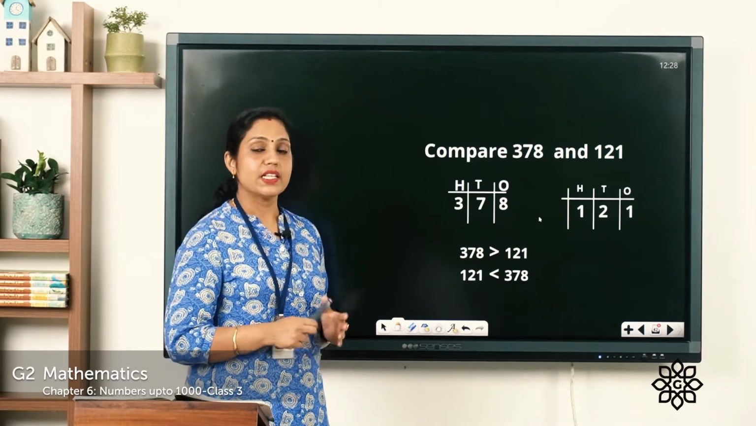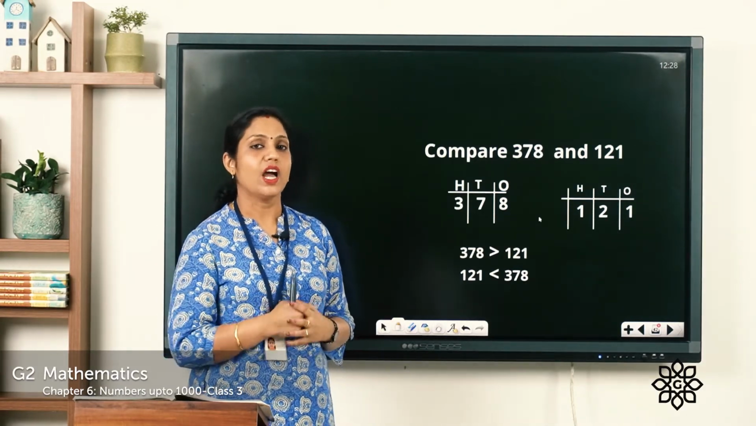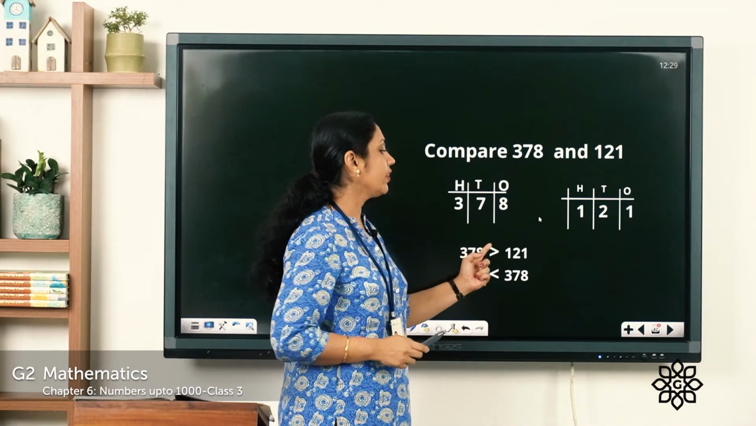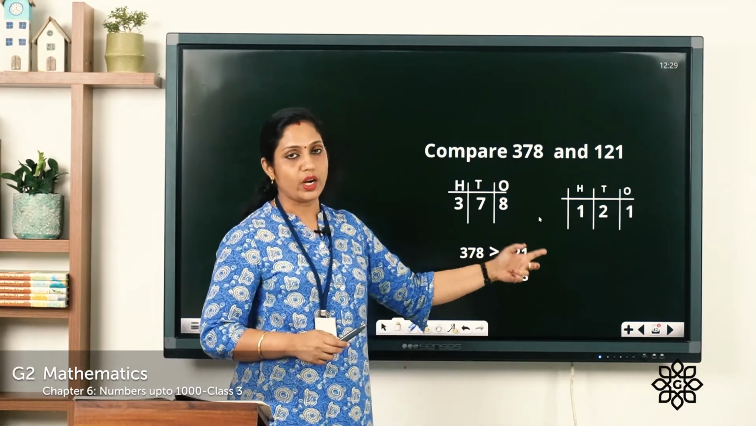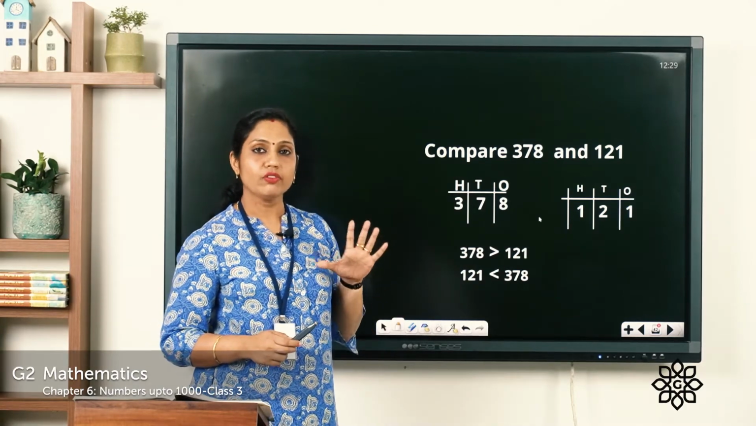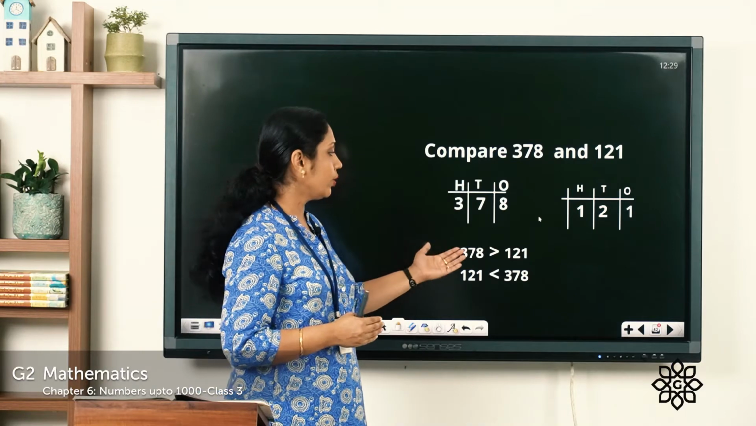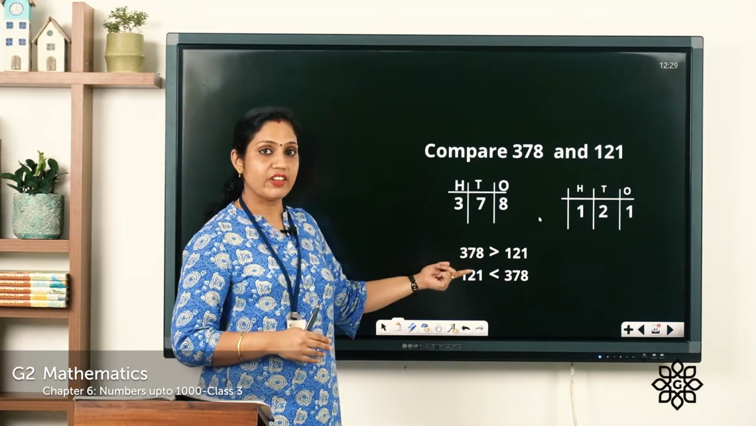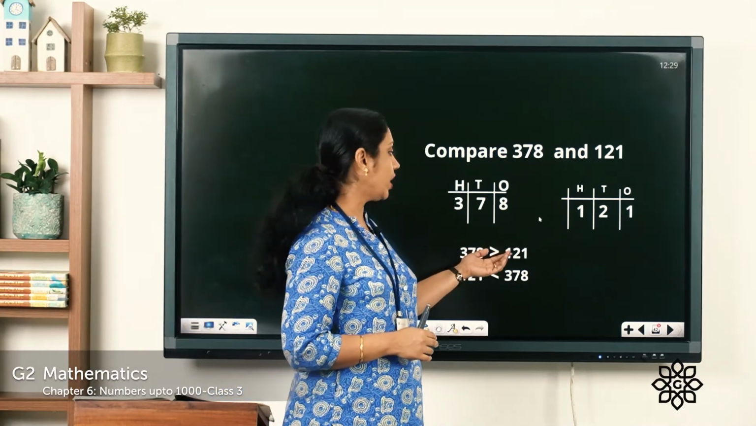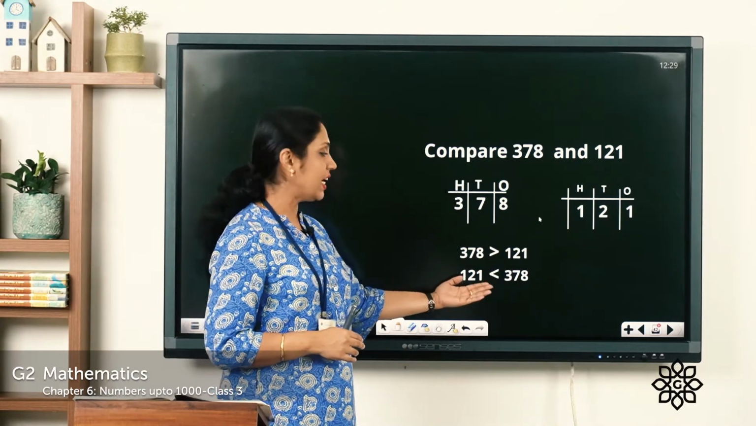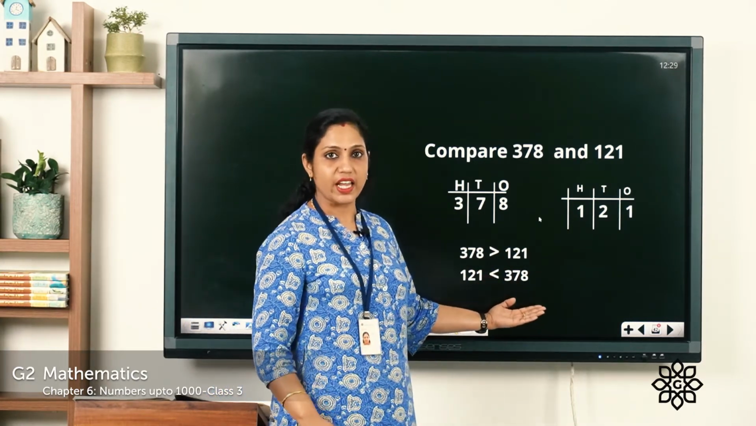When using the symbols greater than and less than, how can we write this? We can write this as 378 greater than 121. Remember that the mouth of the crocodile always opens to the greater number. So here we can read it as 378 greater than 121, or 121 less than 378.